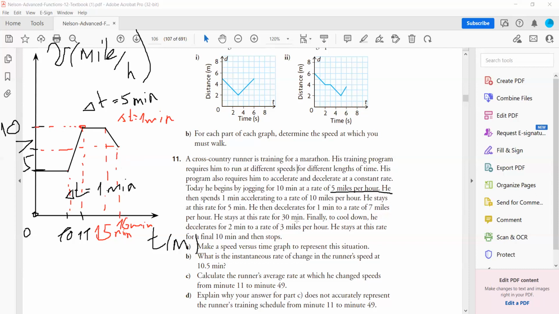He stays at this rate for 30 minutes. So 16 plus 30 would be 46. And he stays at that rate for that long time. We join this point, so it would be just a constant horizontal line because he's not changing his speed. His rate of change is 0. So the slope of a secant or any tangent line to this curve would have a 0-degree angle.